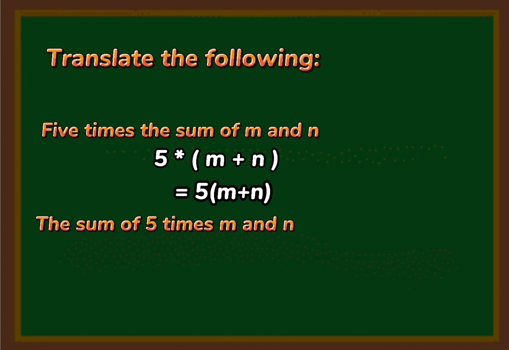For the second one, we are taking the sum of 5 times m and n. Now, as you have noticed, the use of parentheses changes the result. In the first part, we add first, and in the second part, we multiply first.